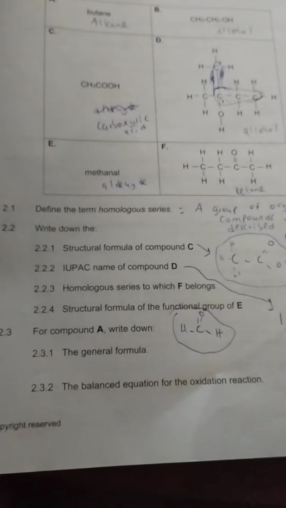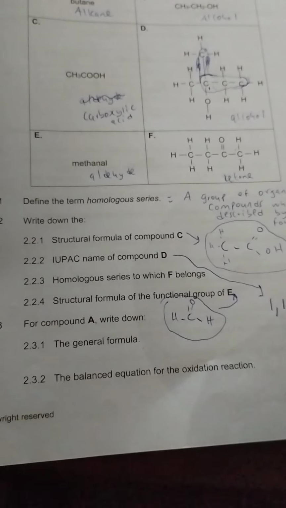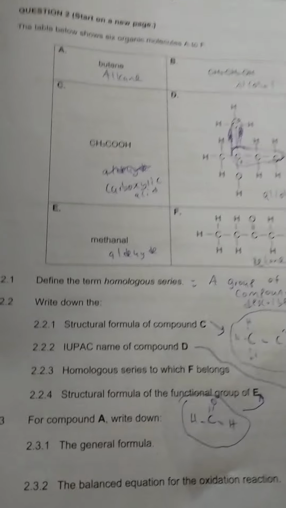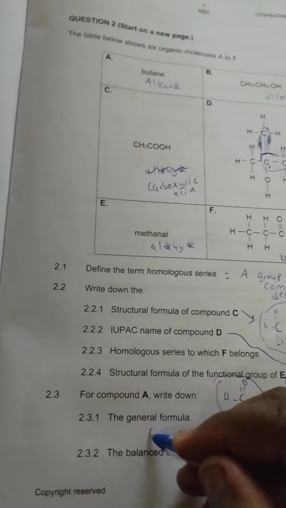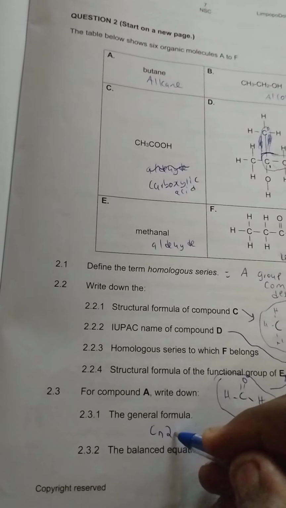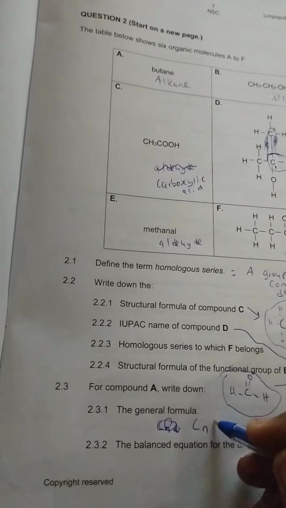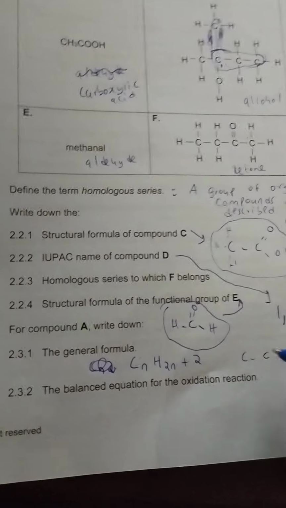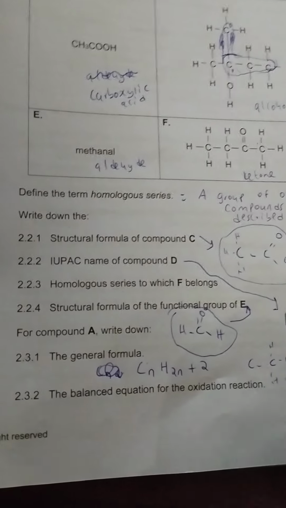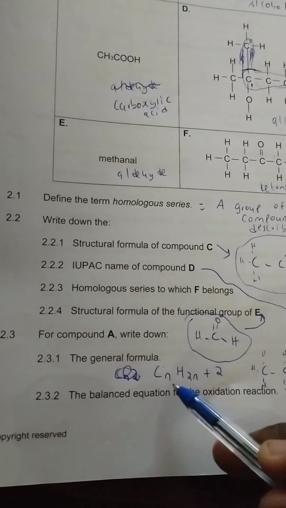For compound A, write down the general formula. Compound A is an alkane. In an alkane, we know the general formula, if you know your theory, it's just about memorizing it if you want to. It's CnH2n+2. For example, if you were to have an ethane here, let's look at this, how many carbons are we having?